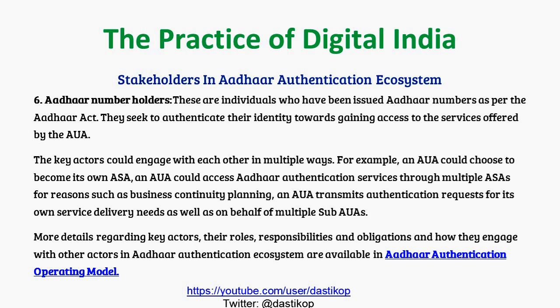These are the individuals who have been issued an Aadhaar number as per the Aadhaar Act. They seek to authenticate their identity towards gaining access to services offered by the AUA. The key actors could engage with each other in multiple ways. For example, an AUA could choose to become its own ASA, or an AUA could access authentication services through multiple ASAs for reasons such as business continuity planning. An AUA transmits authentication requests for its own service delivery needs as well as on behalf of multiple sub-AUAs.